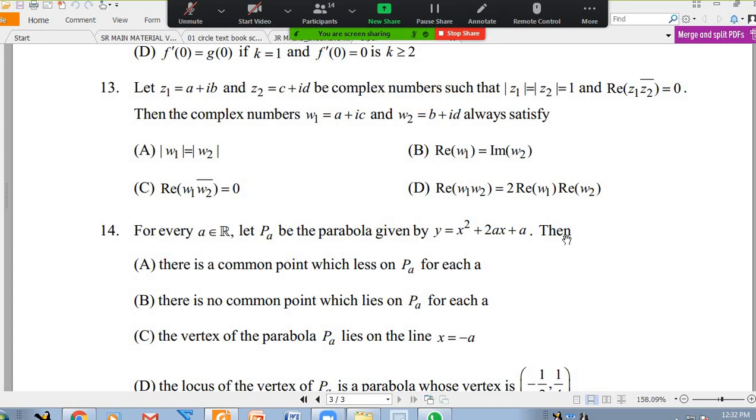Z1 equals A plus iB and mod Z1 equals 1. Z2 equals C plus iD and mod Z2 equals 1, and the real part of Z1 Z2 conjugate is 0. W1 is equal to A plus iC and W2 is B plus iD. You can visualize it, or we can try to do it another way also.